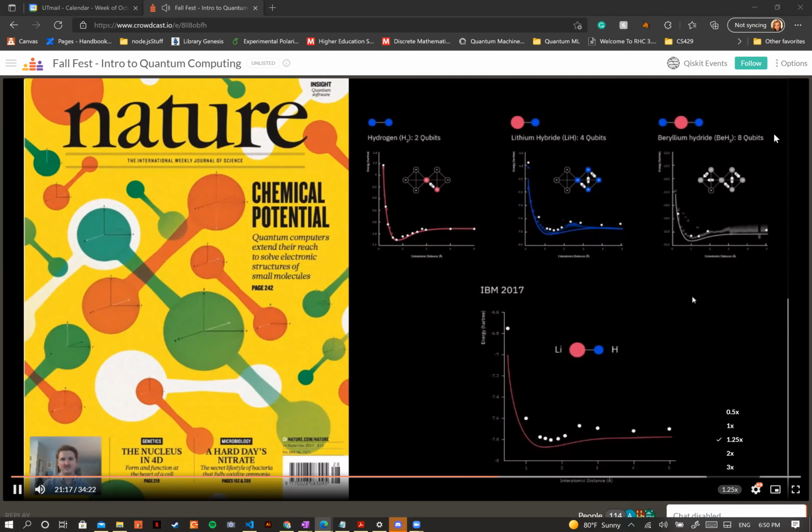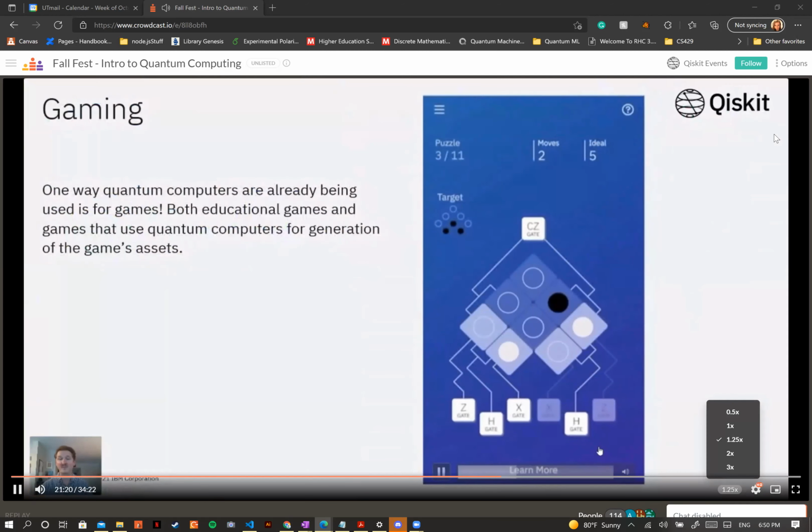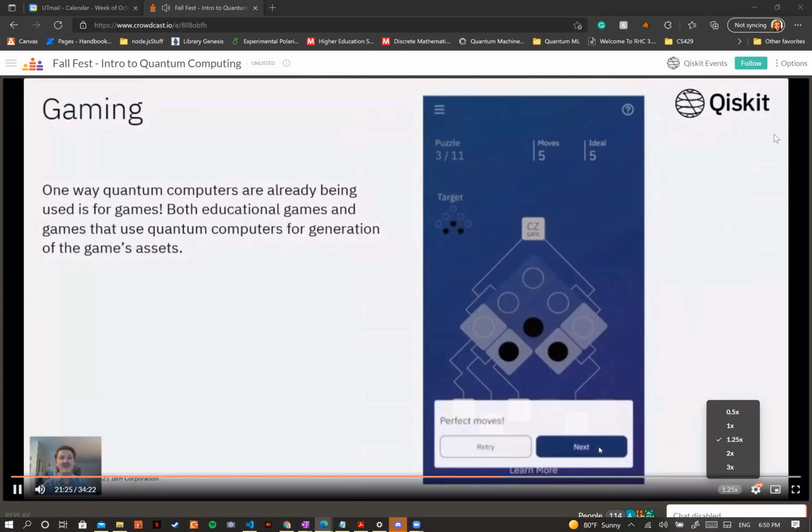Gaming is also something that quantum computers can be used for right now, both educational games and games that use quantum computers for generation of those games' assets. These are things that already exist. What you just saw on the screen is called Hello Quantum. That's a smartphone app made by one of my colleagues, James Wooten, and it's something that you can go download right now.